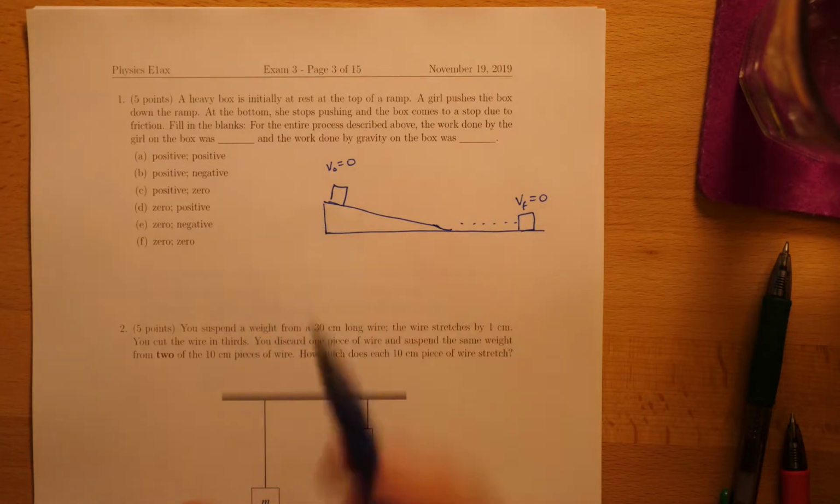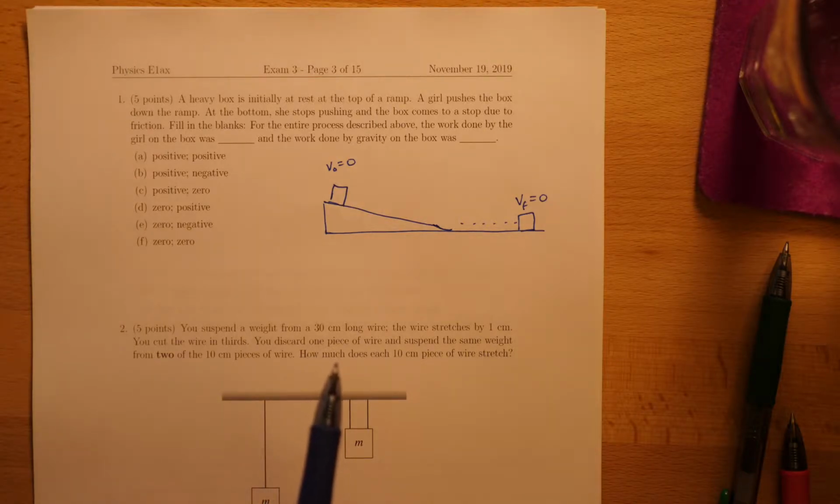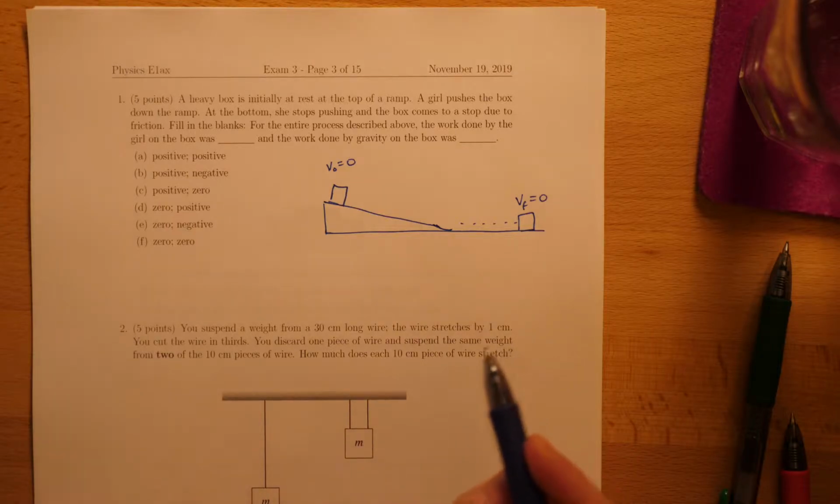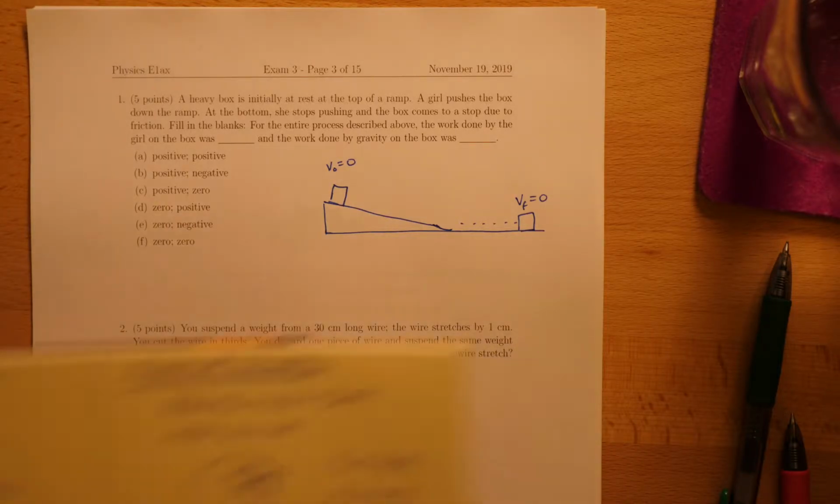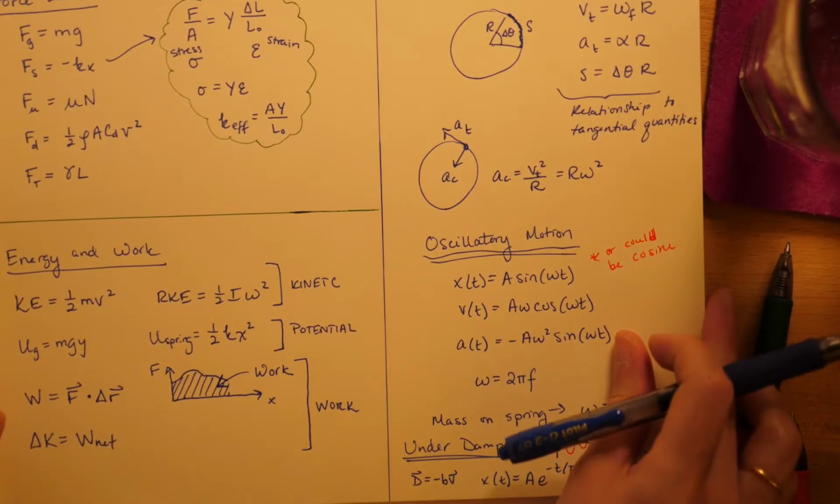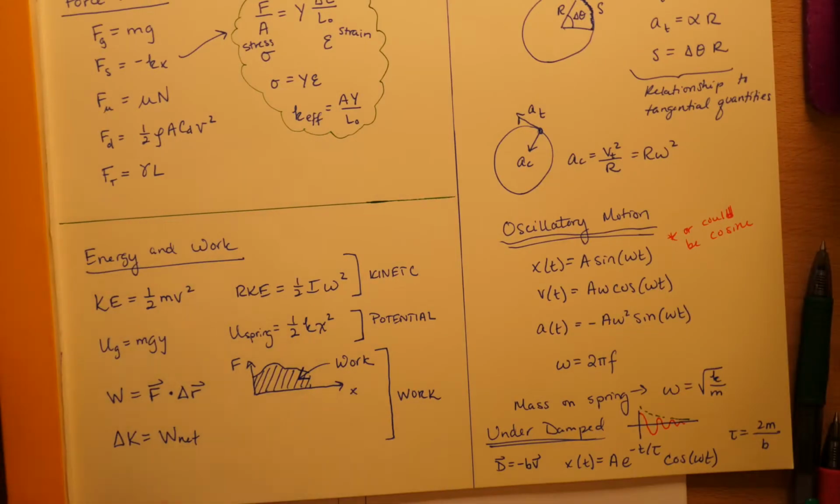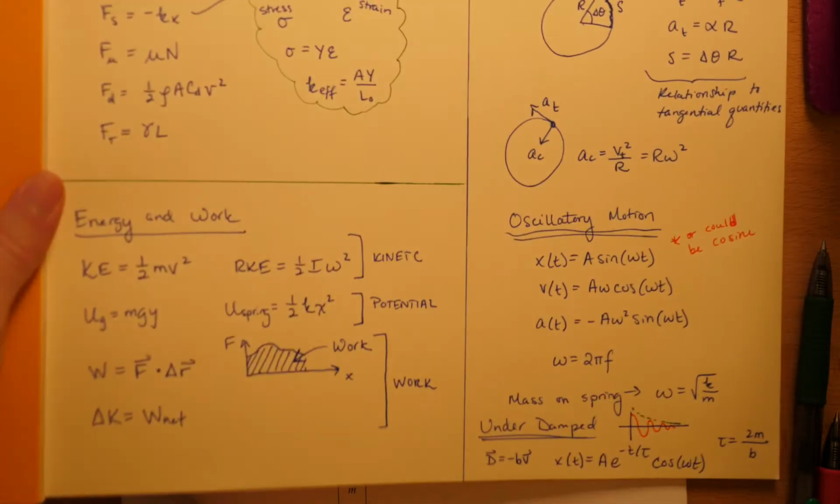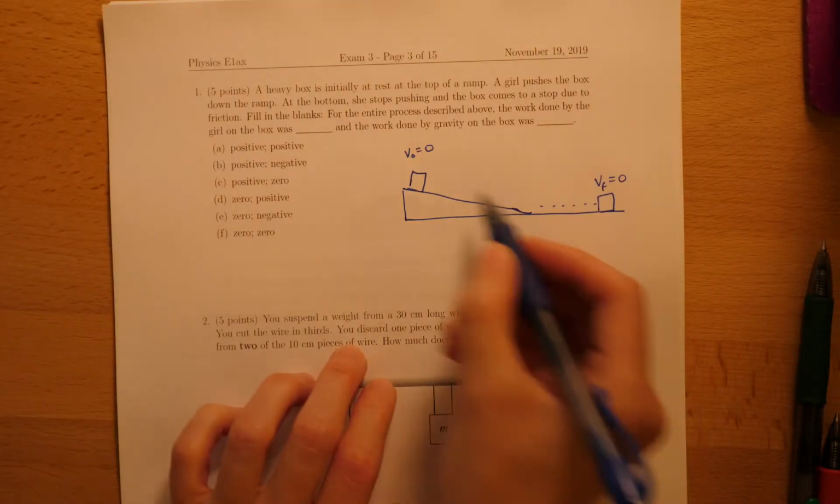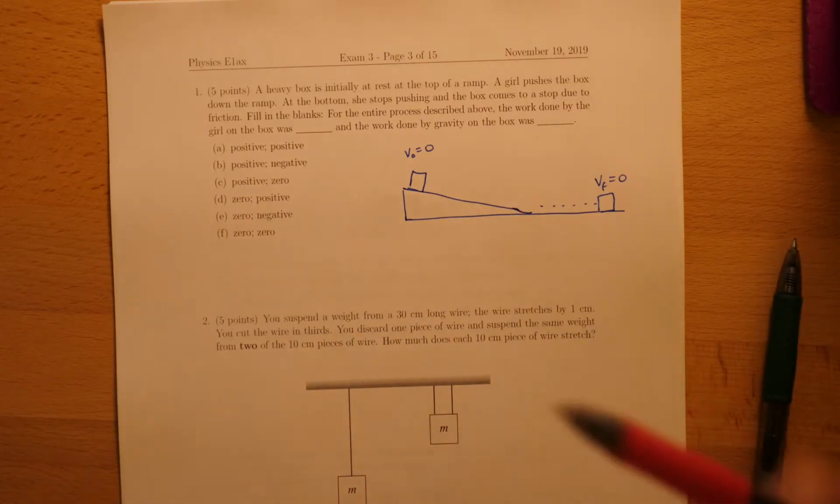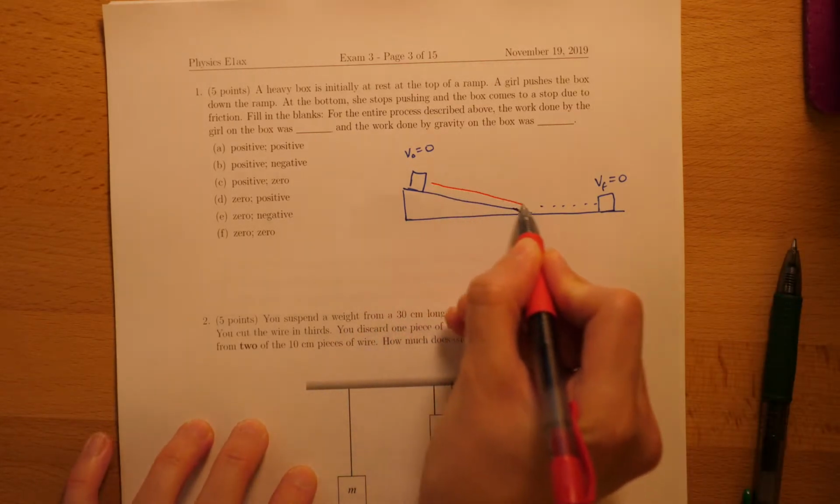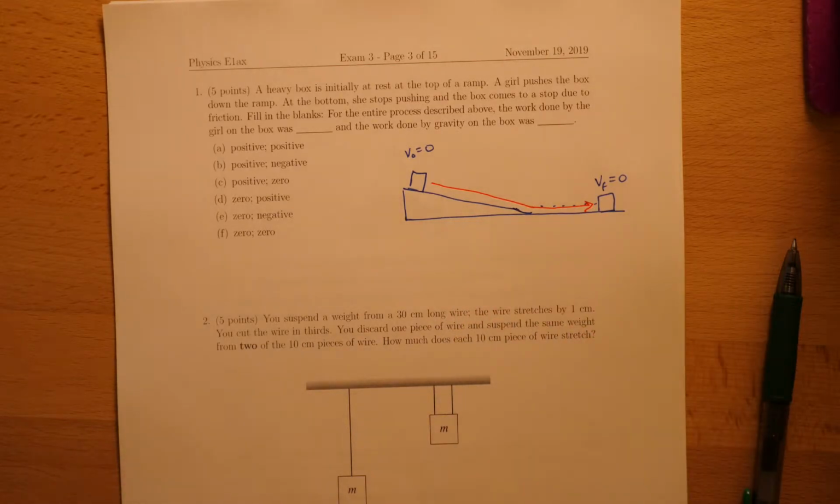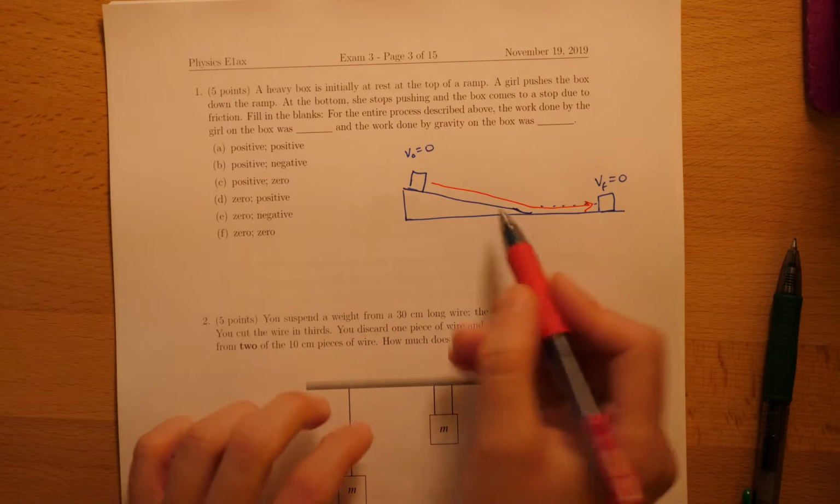For the entire process, the work done by the girl on the box was blank, and the work done by gravity on the box was blank. Okay, so if we look at my formula sheet here, work, the definition of work, is the force dotted with the displacement. So this is the path that the box takes. It goes down, and then it goes horizontal. So that's the way it moves.